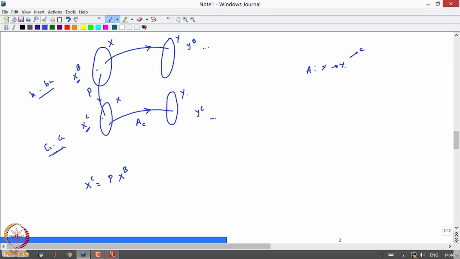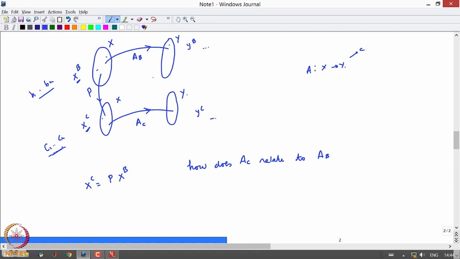Okay. There also exists a similar transformation from X to Y under this basis. So, let me call this AB. So, the question is, okay, how does AC relate to AB?